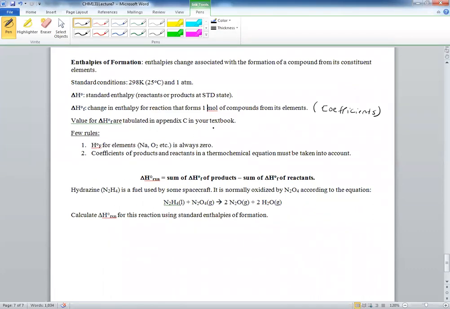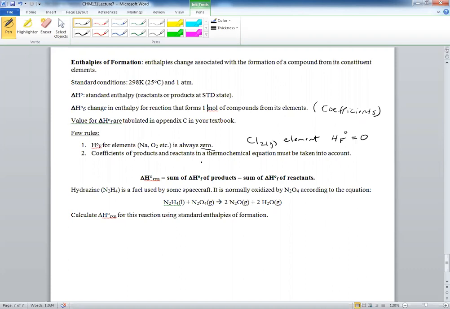There are a few rules to remember. The heat of formation for elements, so remember your diatomics or whatever, these are 0. There's no heat of formation. So if you're given something like Cl2 as part of an equation, well, that's an element. So it's going to have an HF of 0. In case it's not given and you're wondering where it is, it's an element. So that's going to be 0.